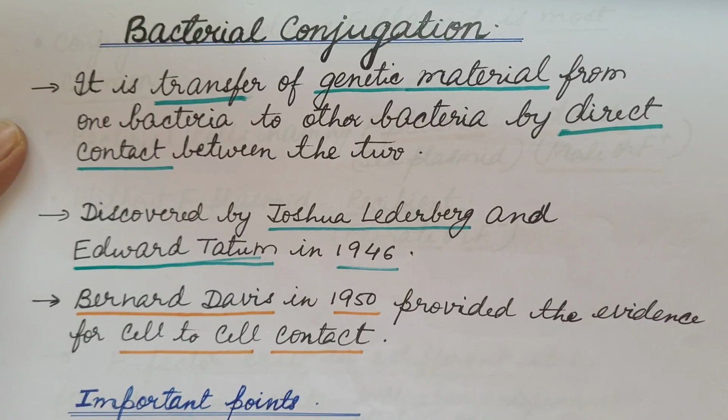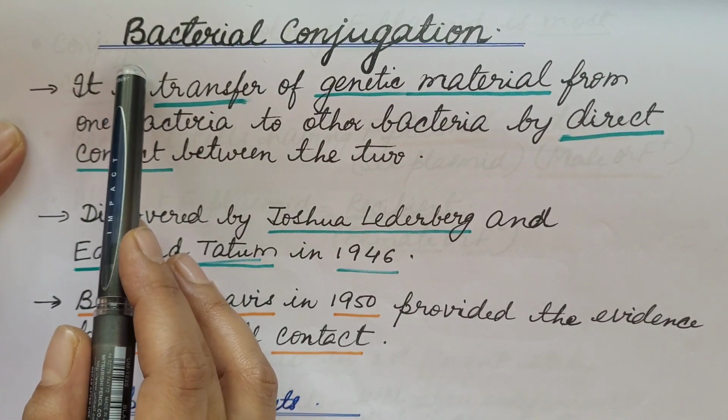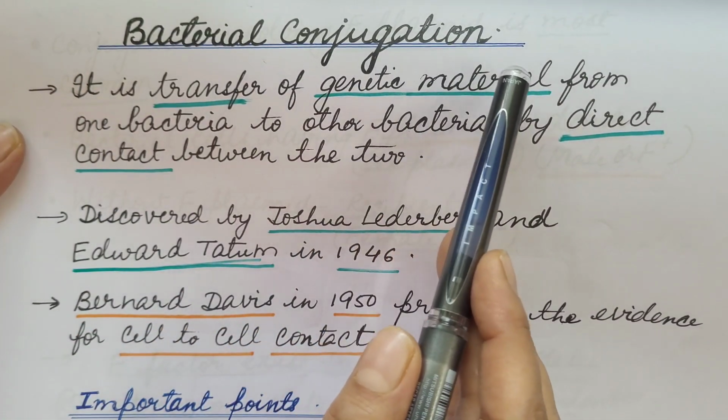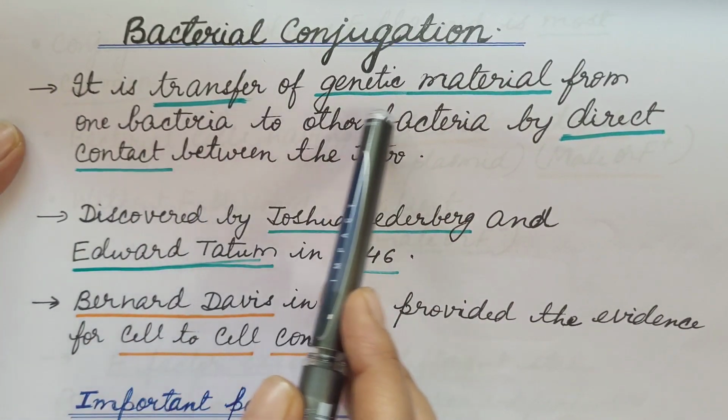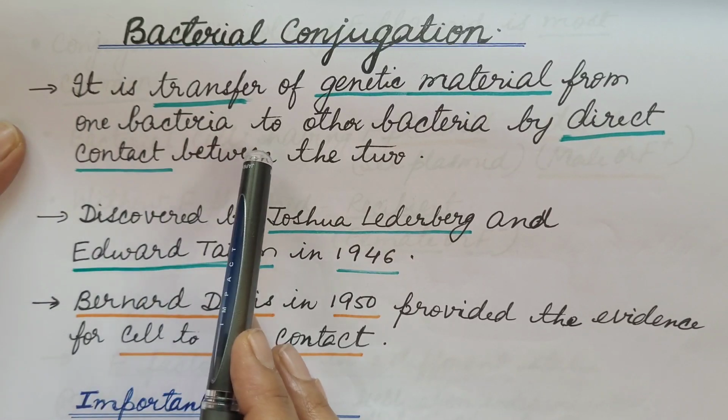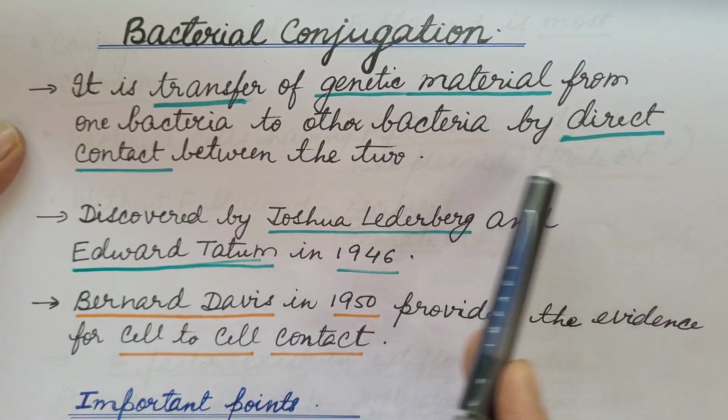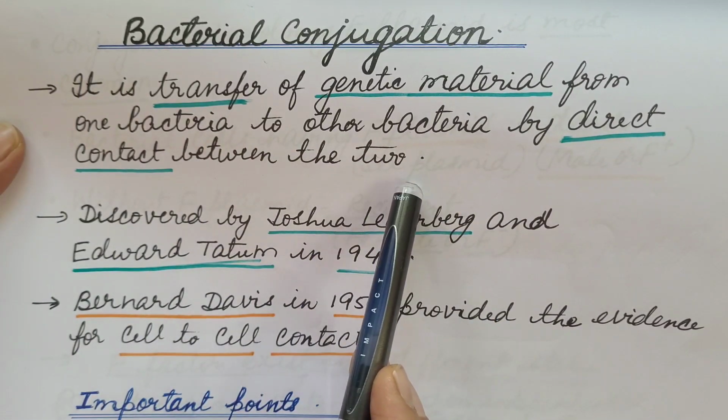Hello friends, in this video we are going to discuss bacterial conjugation in detail. So what is bacterial conjugation? It is the transfer of genetic material from one bacterium to another by direct contact between the two.